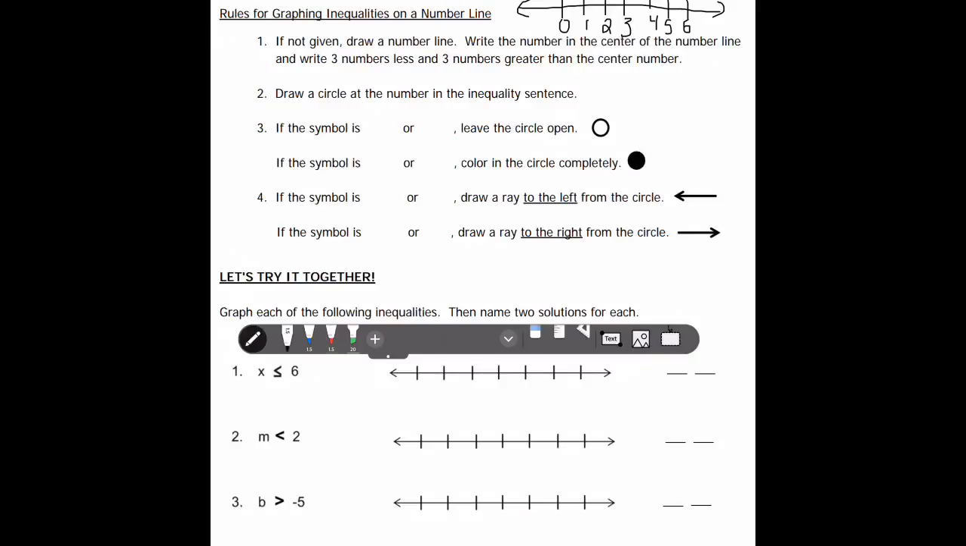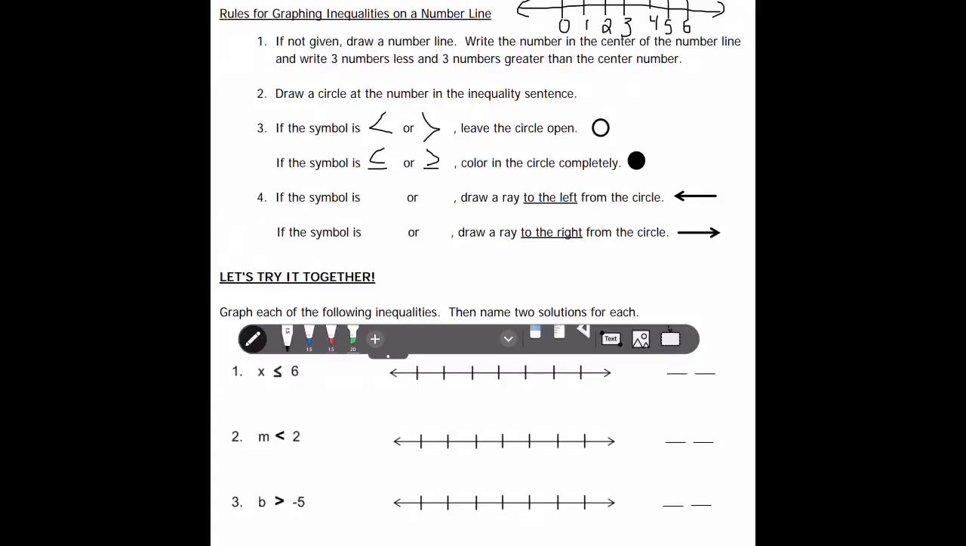Number 3, if the symbol is less than or greater than, you're going to leave the circle open, like so. If the symbol is less than or equal to or greater than or equal to, you're going to color in the circle completely. So once again, if there's an equal to symbol, less than or equal to, greater than or equal to, you're going to be filling in your circle.